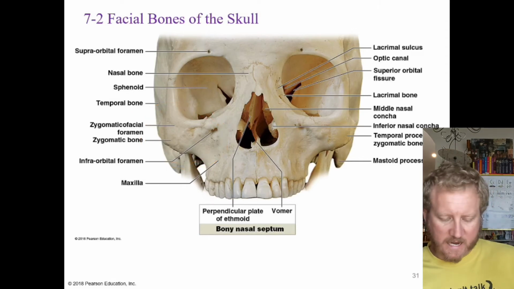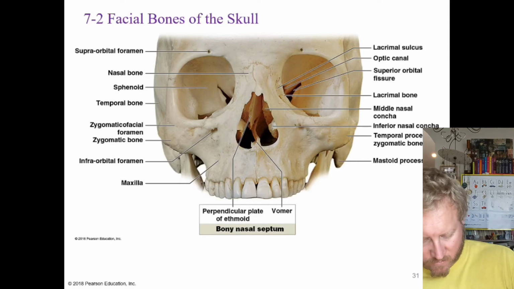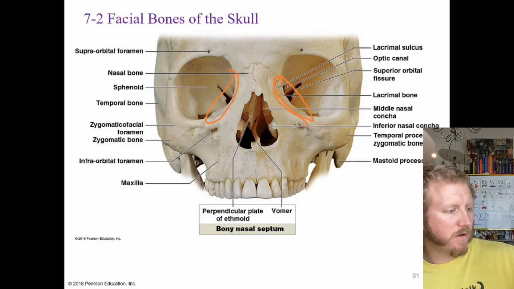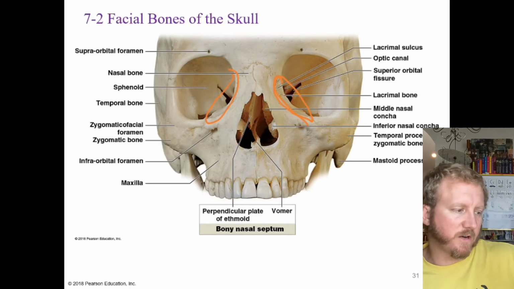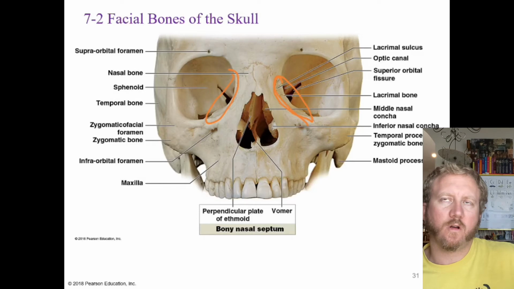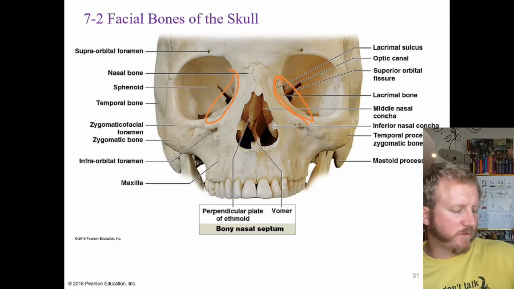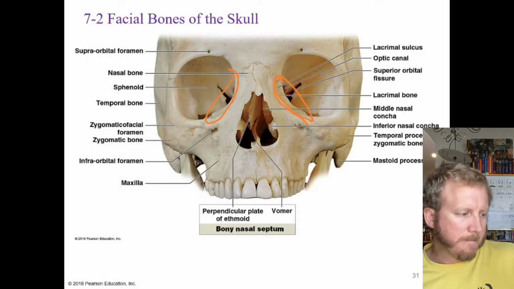Now we have the lacrimal bones. The lacrimal bones, this inside bone right here and right here. They're the smallest facial bones. They're going to form parts of the medial walls of the orbit, so the inside part you can't really get to. It joins with the frontal bone and the maxillae and the ethmoid.